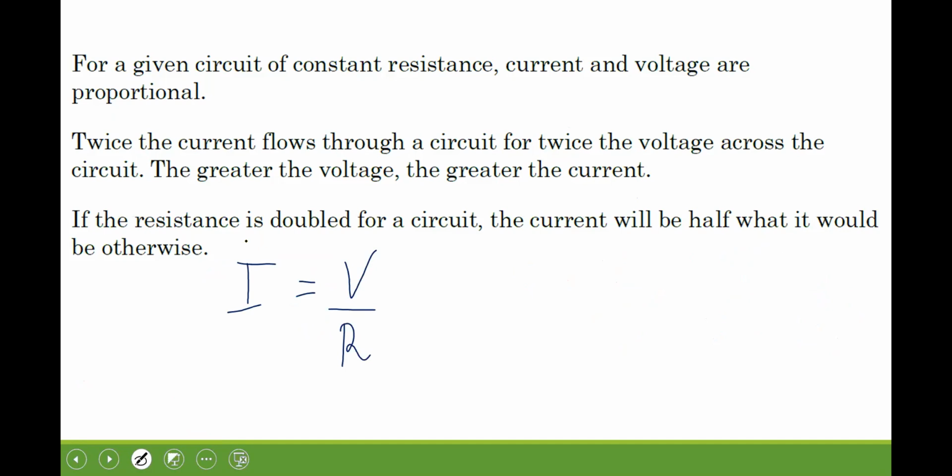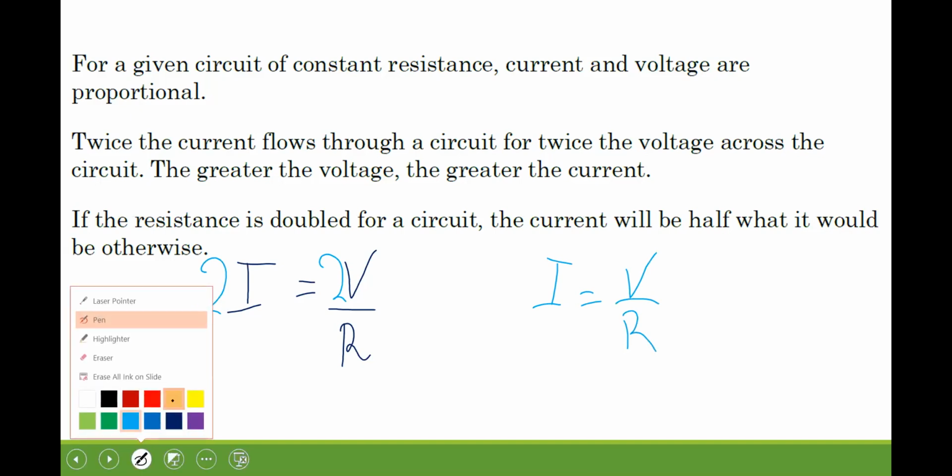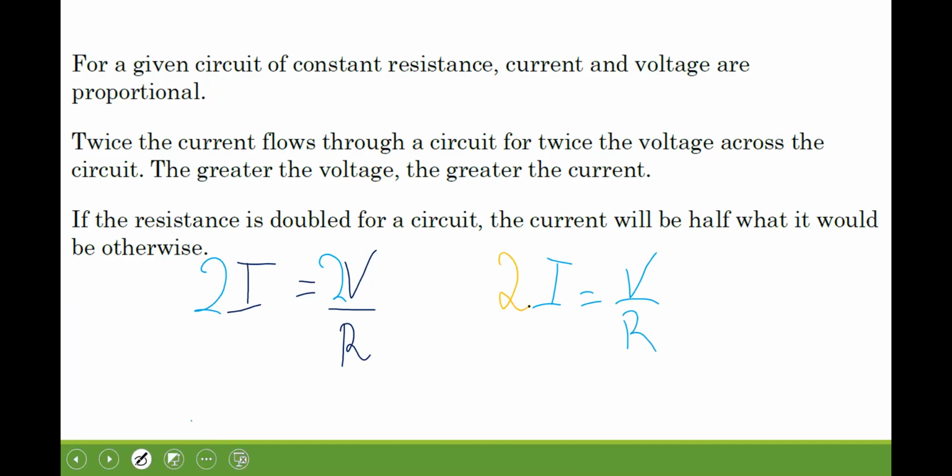So if you double the current, it means you will double the voltage. If you increase the current, you will increase the voltage. But here also, if you double the current, since they are inversely proportional, you will have half the resistance.